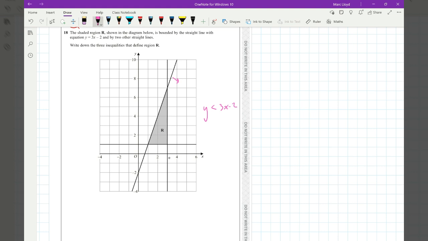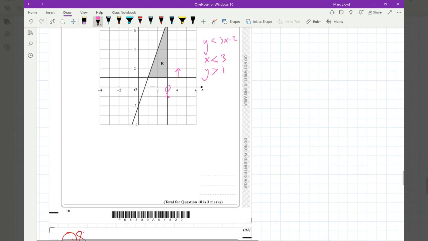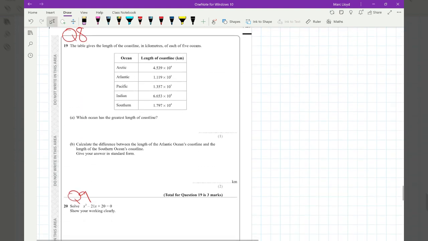Okay, the next one, we've got the line x, and x is going to be less than 3 because it goes through the axes at 3. And then we've got y, and y is going to be greater than 1. So they're the three inequalities we're looking at. Nice question, that. Okay, question 8.